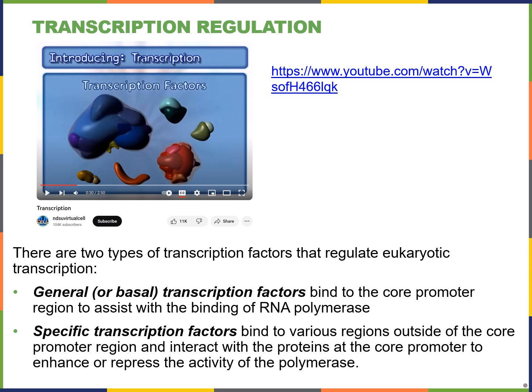The first set are known as general or basal transcription factors, and these bind to the core promoter region to allow RNA polymerase to bind. So it really recruits RNA polymerase. But we also have specific transcription factors, and these bind to areas that are just outside of the promoter region, and in some cases further away upstream from the promoter region. These are going to interact with the proteins that are on the promoter with the other transcription factors, and these will either enhance or repress the activity of RNA polymerase.